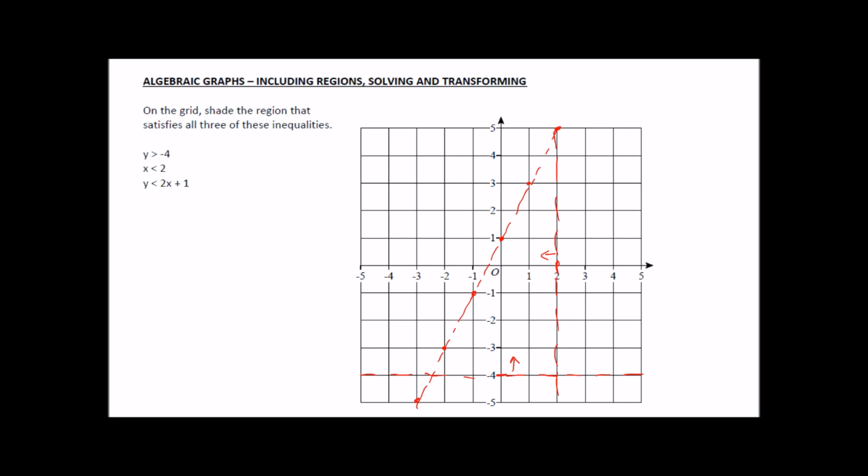And then it says y has got to be less than that. So we're looking at the side where y goes lower. So it's going to be this side here. And then you want to shade in this region here. So this triangle in the centre here is what we're after.